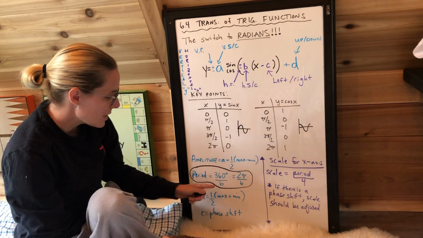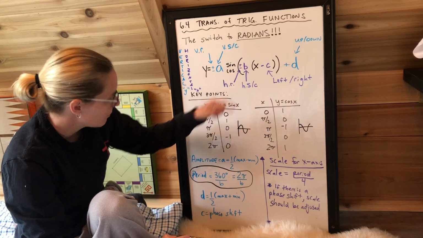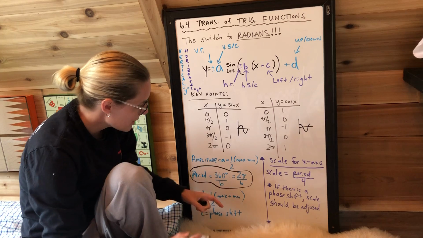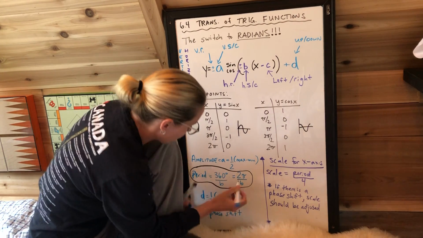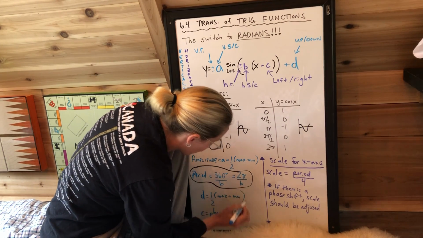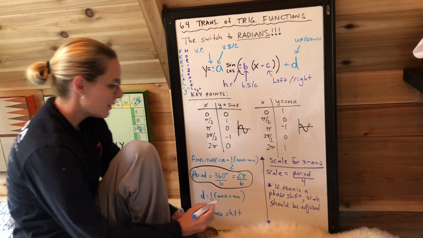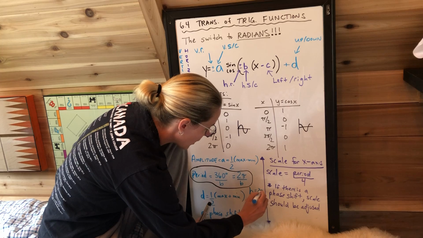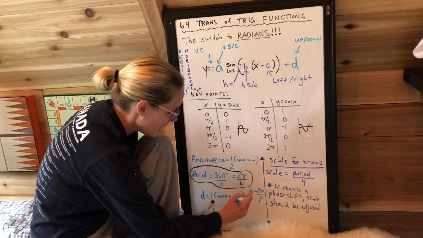Okay, period is 360 divided by your B value. Well, again, we're transitioning out of degrees and into radians, so we're going to say 2 pi divided by B. This is not a 6, it's a B. Okay, so period is 2 pi divided by B. Also, of the same note, B is 2 pi divided by the period. You may need to know that also.